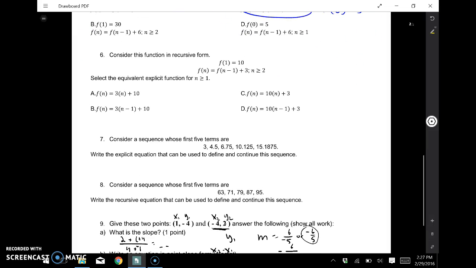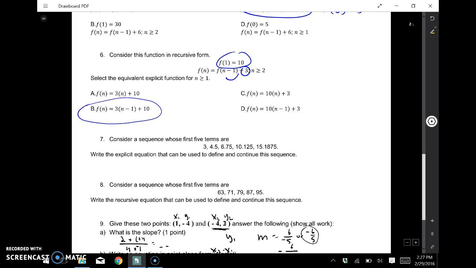Okay. Number 6, this is the recursive. Again, looking at this, you're going term 1 and you're going to add 3 to the previous term each time. So the only choice with that would be B. Here is my term 1, 10, and then I'm adding 3 to the previous term each time. I got D, as some students would say, but D wouldn't work because that would be 3, and then you would add 10 each time. So this one doesn't work. The only one would be B.